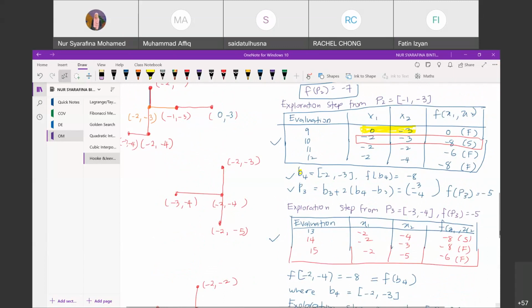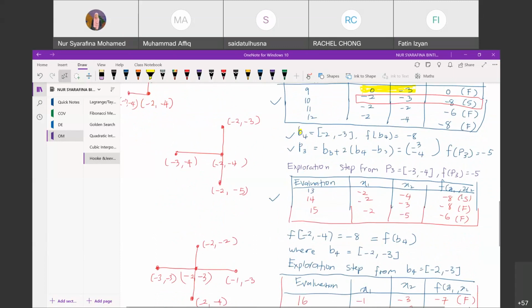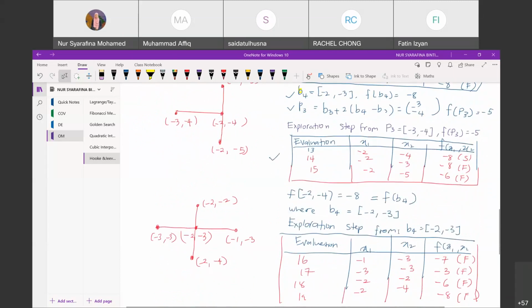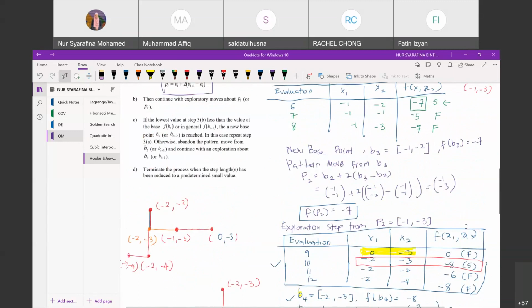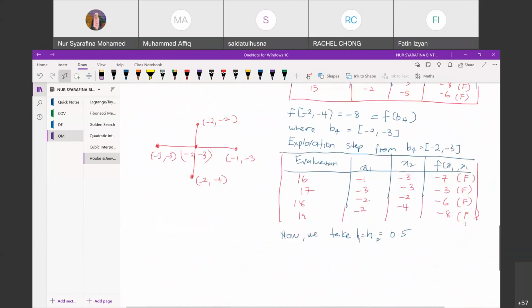But for this step, our new base point gives the same value. So we explore again from the same value as the previous base point, which is -2, -3. Now when you explore again from -2, -3, all the evaluations fail. So when all the evaluations fail, then what we should do is to explore again, but with a reduced step length. Is that clear? Understand or not?